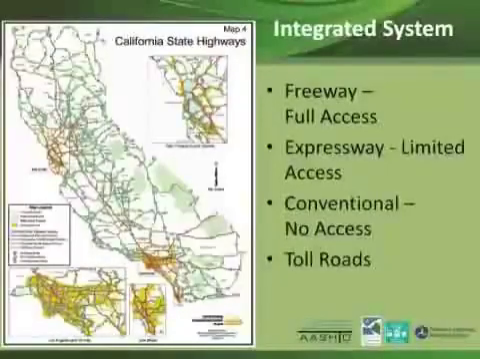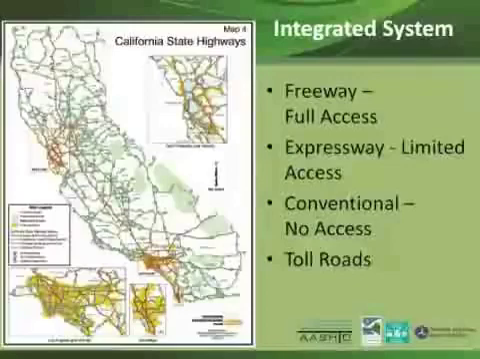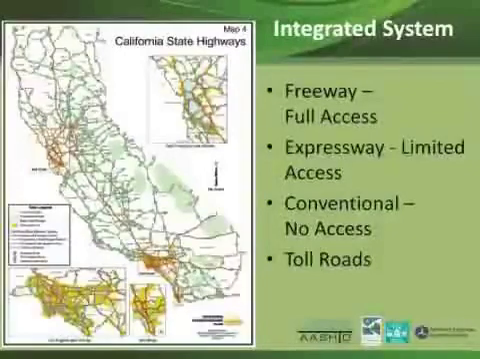Okay, next slide. This gives you an idea of what DOTs face with an integrated system of roads. It's similar to the rest of the nation here in California. You'll typically see a network of freeways, expressways, conventional highways and toll roads, and we have to deal with this in dealing with stormwater, with what kind of access control we have and where, and how that affects our design, construction, and maintenance.